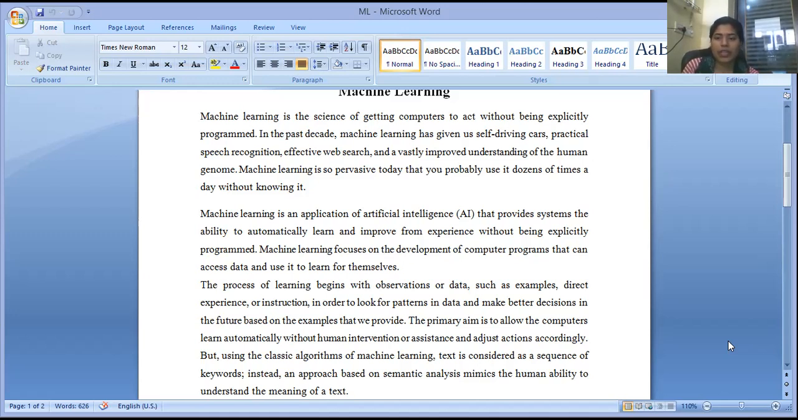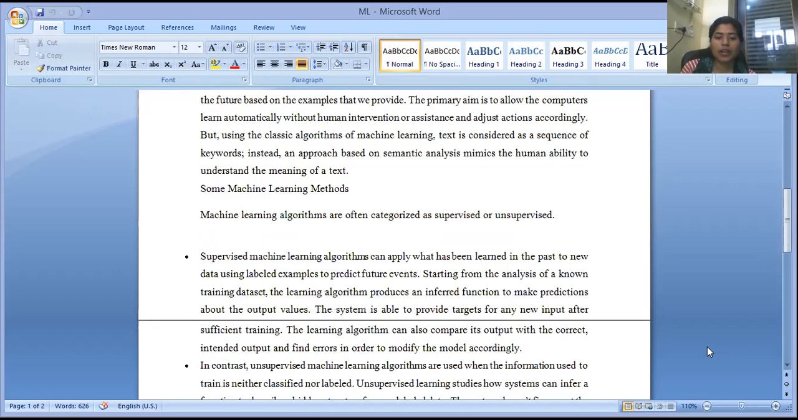So that is made up of advanced technology, which is part of artificial intelligence and machine learning. Okay, so this is the basic primary aim of that. Using the classic algorithms of machine learning, text is considered as a sequence of keywords, instead of an approach based on semantic analysis, which mimics the human ability to understand the meaning of the text also.